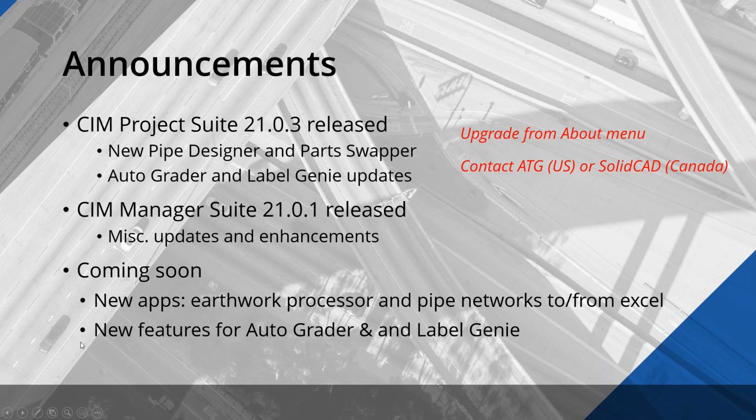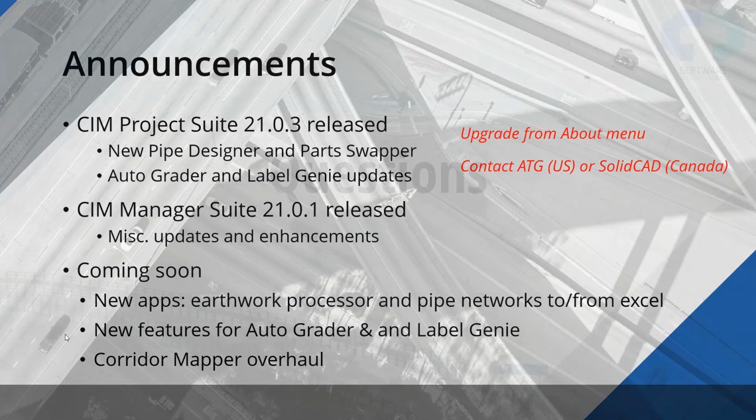And we've also got big new features coming out for AutoGrader and Label Genie soon. Oh, one other one, Corridor Mapper, that's going through a big overhaul. This is about automated corridor target mapping, a huge time saver for those of you building complex corridors. You spend a lot of time doing targeting and setting that stuff. Corridor Mapper has been a popular tool. We're adding a whole bunch of new features to that one as well.